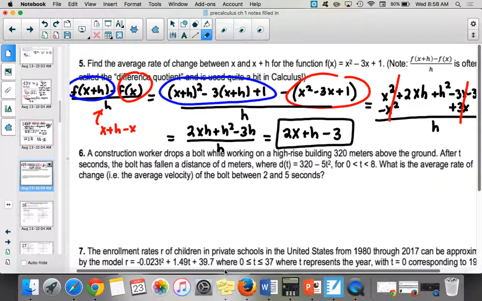All right, so application. It says a construction worker drops a bolt while working on a high-rise building 320 meters above the ground. After t seconds, the bolt has fallen a distance of d meters, where d is equal to 320 minus 5t squared, between 0 and 8 seconds. What is the average rate of change? In other words, the average velocity of the bolt between 2 and 5 seconds.